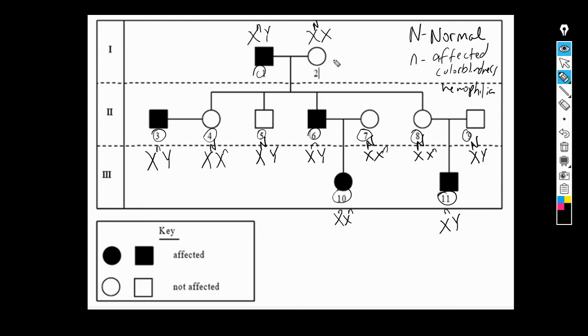Individual 2, if we look at their children together, we see that number 6, the male, was affected. Well, number 6 got their Y from dad, which means that X little n had to come from mom. So most of the pedigrees that you encounter will be dealing with sex-linked recessive traits, and what you have to determine is the genotype of those individuals.